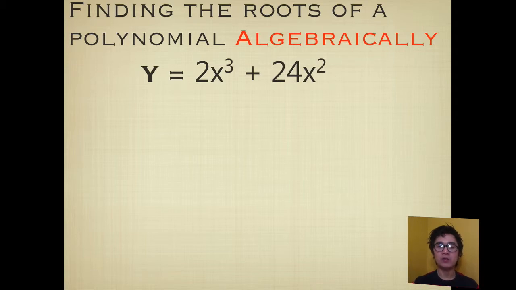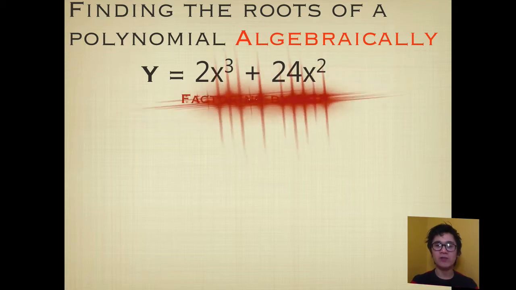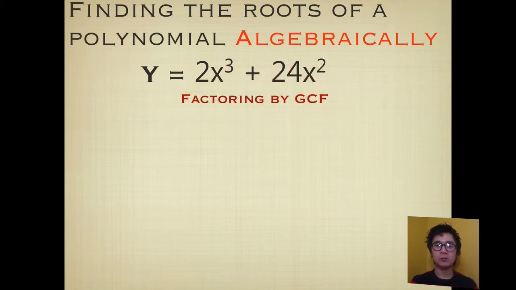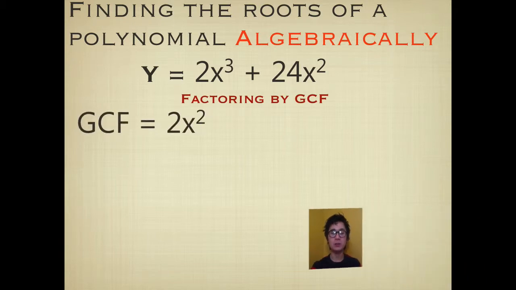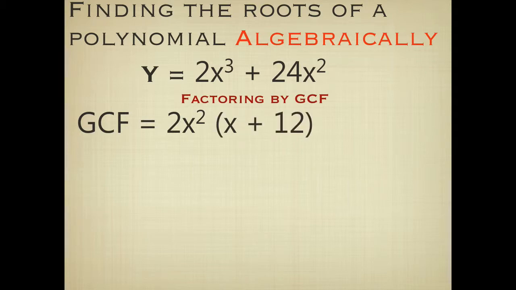Now what about if we have a polynomial similar to this one? How are we going to find the root of a polynomial for 2x cubed plus 24x squared? In this case, we need to find the greatest common factor of this particular polynomial so we can find the root of 2x cubed plus 24x squared. The greatest common factor for this polynomial is 2x squared. If we pull out 2x squared from 2x cubed plus 24x squared, we will have x plus 12 as our factor.